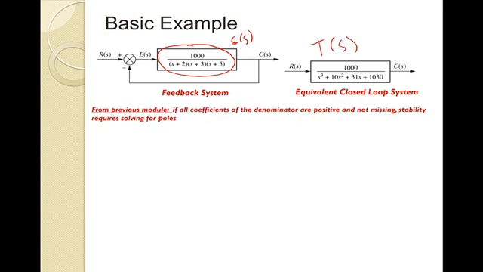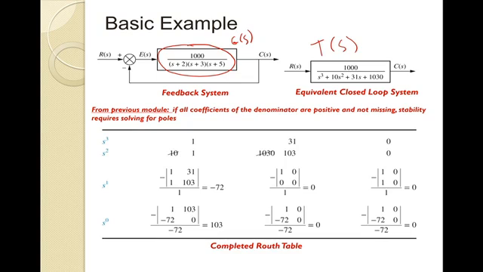So from a previous module, what we saw was that if all the coefficients of the denominator are positive and not missing, so again we have S3, S2, S1, S0, they're all positive and none are missing, then stability requires that we solve for the poles. So how are we going to do this? We're going to look at the Routh table.